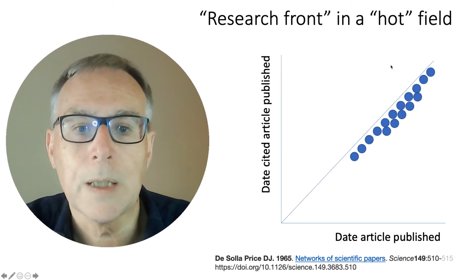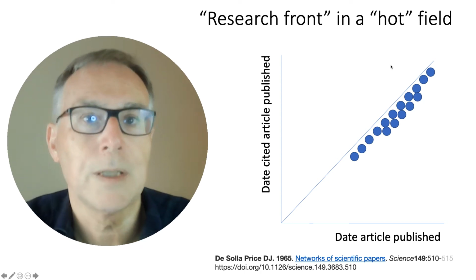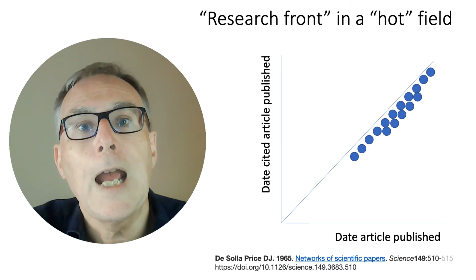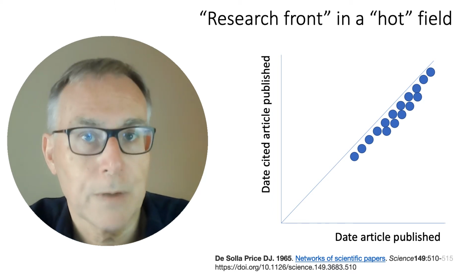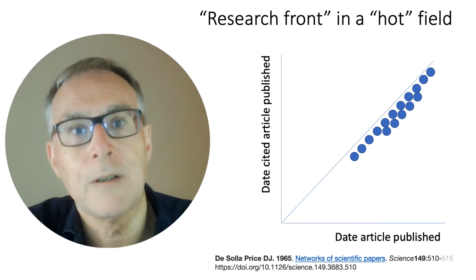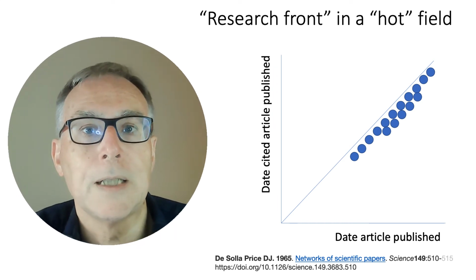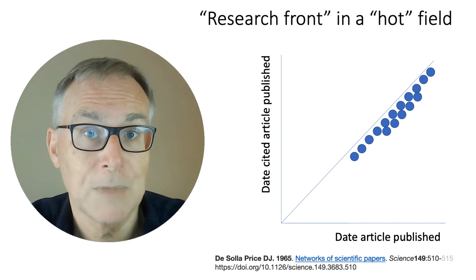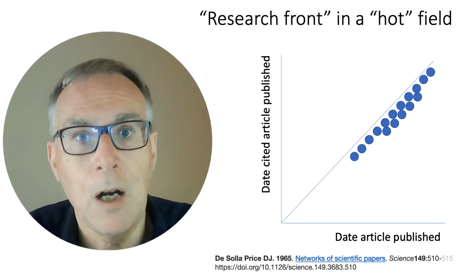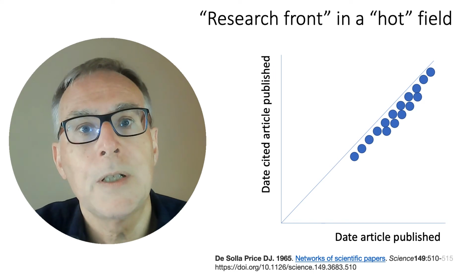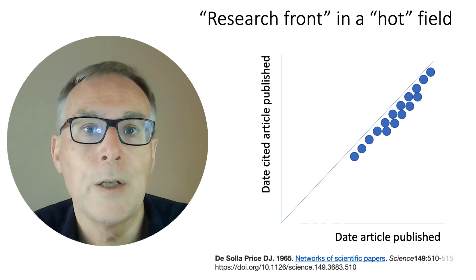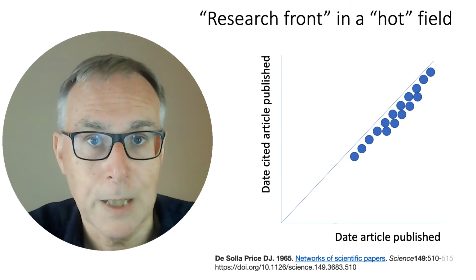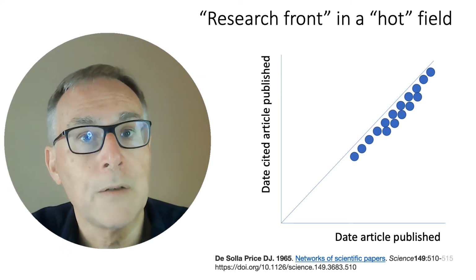This is some work by DeSolla Price in the 60s, who worked on citation patterns and what they could tell you about a particular field. And one key idea is the idea of a research front. So what you're seeing here is a graph plotting, for each paper, the date it was published and the date that each paper it cites was published. And the idea was for a field that's really hot, you tend to get papers published rapidly and they cite only the most recent literature. A good example of this would be, say, the COVID-19 literature right now. So you get this kind of notion of a research front.